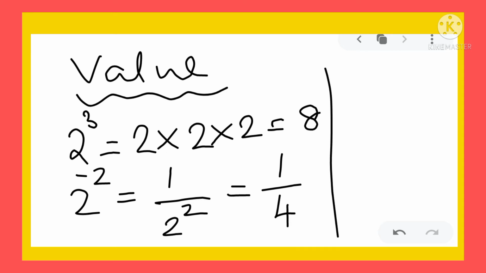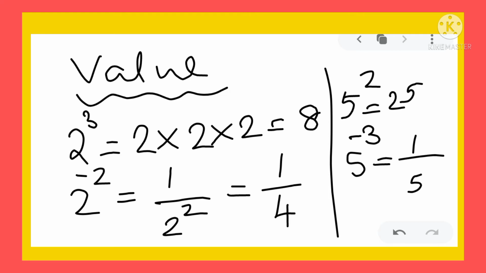Then 5 raised to 2, the value is 25. 5 raised to negative 3, what is the value? 1 by 5 raised to 3, so it is 1 by 125.